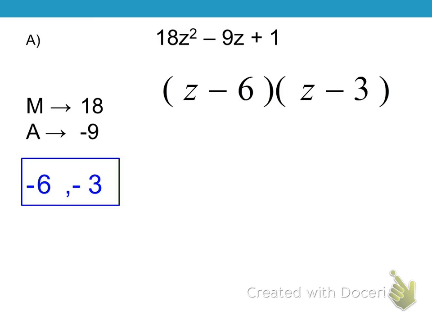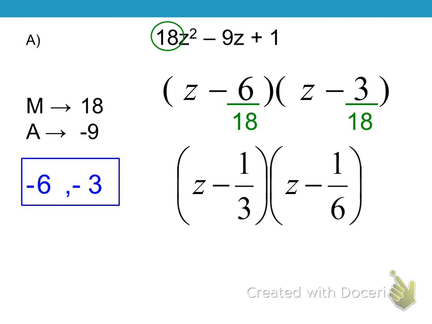So I have z minus 6 and I have z minus 3. Then what? Divide both of those by 18. Good. What is 6 over 18 reduced to? 1 over 3. Yeah, 6 goes into 18, so you can divide them both by 6. So 1 over 3. And in the back, same idea. 3 goes into 18 6 times, so you can divide top and bottom by 3.